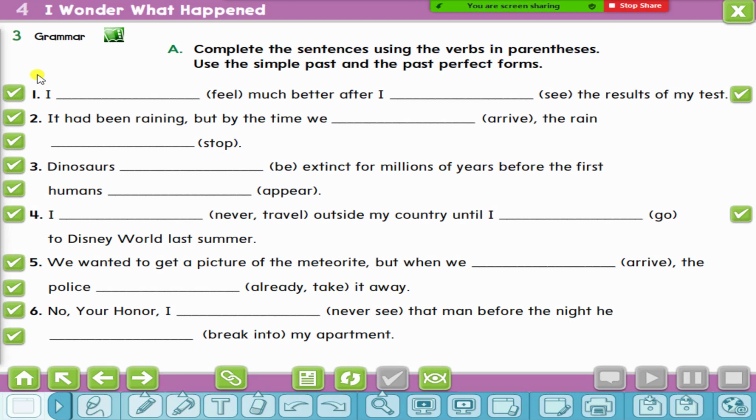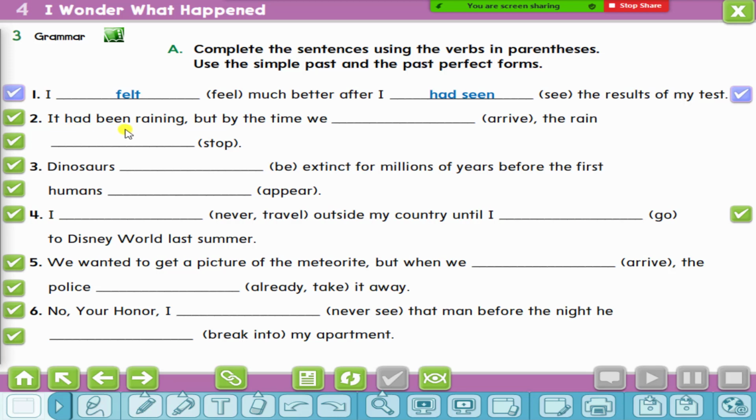Okay, Ayman? Yes. After I had seen the result of my test. Excellent, Ayman. Very good. Felt and see becomes had seen. Thank you, Ayman. Number 2. Yes, Muhammad?